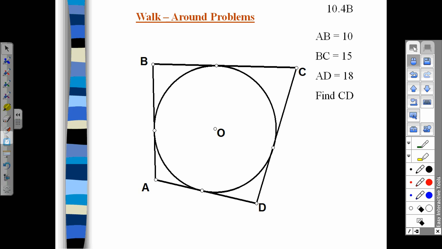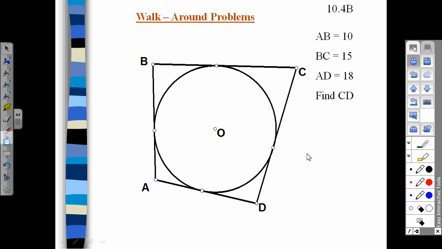So you had the two common tangent problems that we just did before. Now we're going to talk about two different types of walk-around problems. So a walk-around problem basically does exactly what it sounds like. You're going to be walking around the circle or the segments, going around in whatever direction you want.